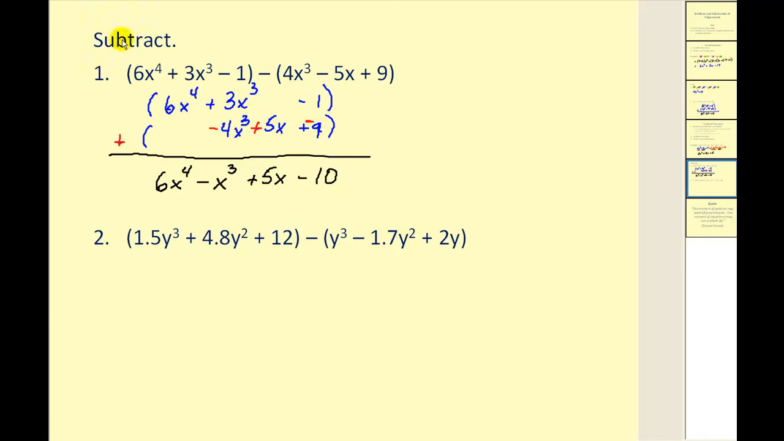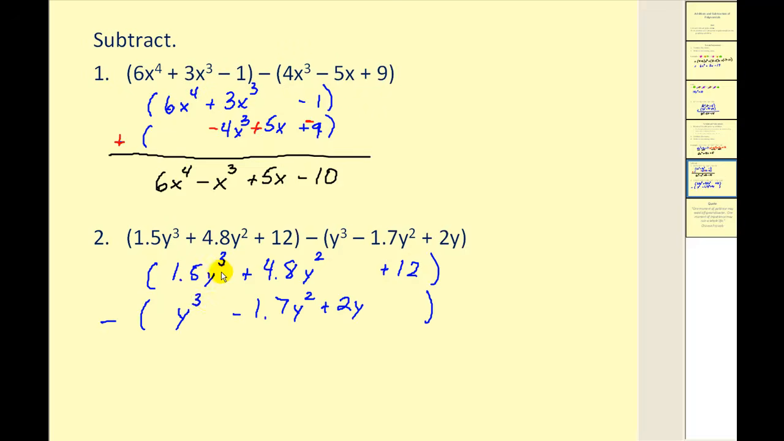Again, I do prefer the vertical method, especially for subtracting, so I'm going to go ahead and set it up that way. Again, I noticed there was no y term, so I left an extra space because there is a y term in the second polynomial. Make sure we line up the like terms. Okay, so I have the same subtraction problem in vertical form.